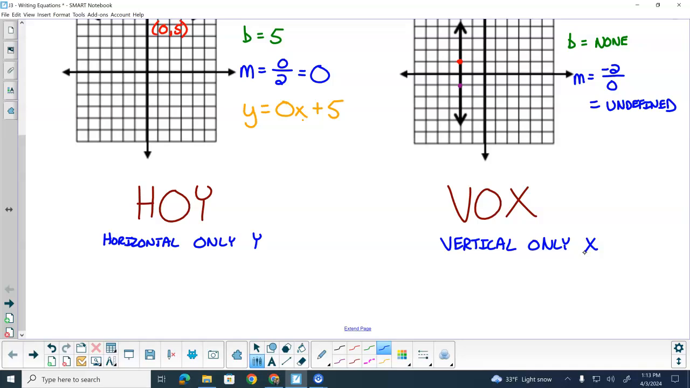Okay. So if it's a vertical line, it's x equals. If it's a horizontal line, it's y equals. So horizontal lines look like y equals some number. Vertical lines look like x equals some number.